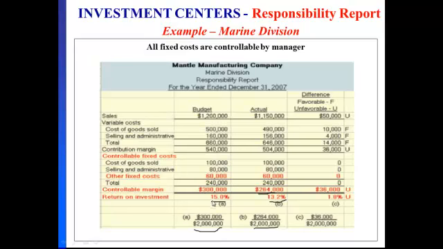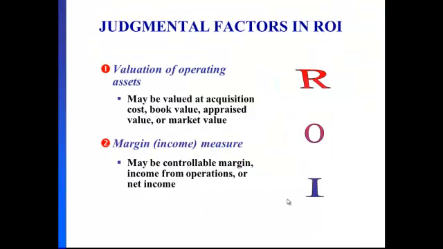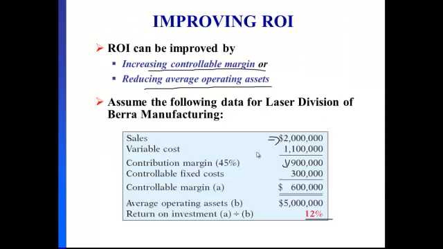But when you come with a ratio of return on investment, then we get an equal footing between all three managers. So this is performance evaluation, and that's what we're talking about. ROI is evaluation of operating assets, and it's also the controllable margin. So now there are ways in which you can improve the ROI. You can improve the ROI firstly by increasing the controllable margin, or secondly by reducing the average operating assets.